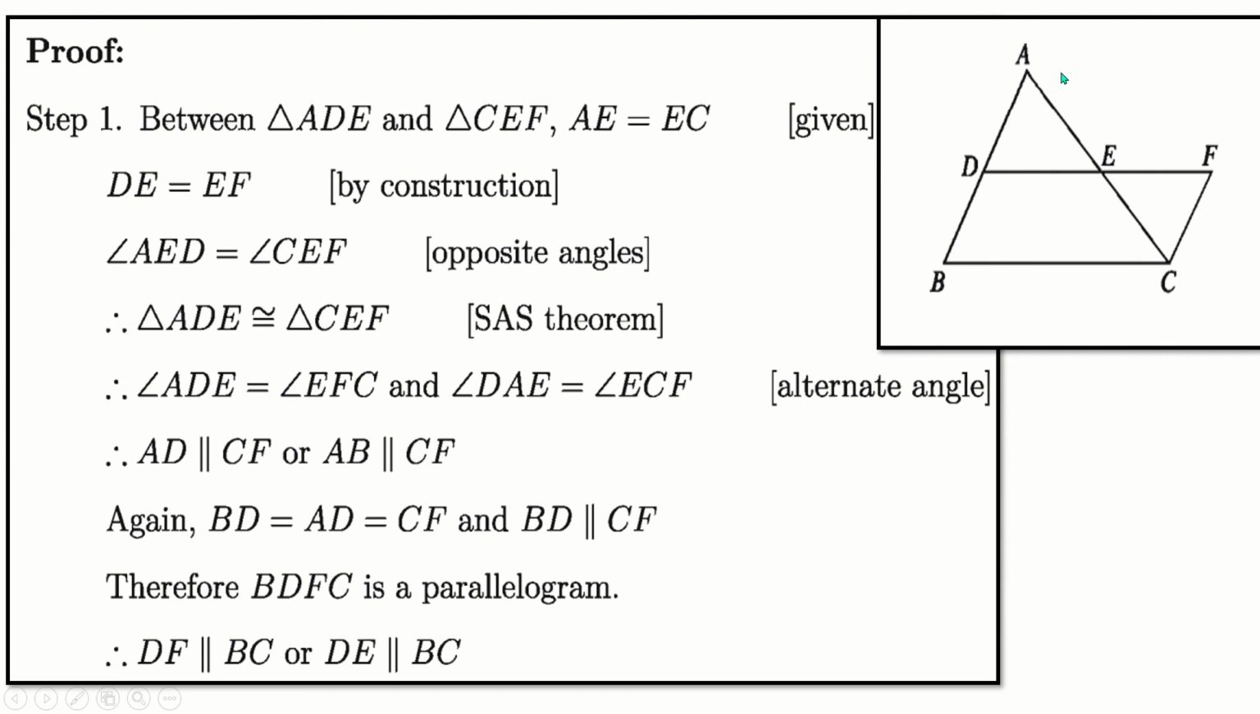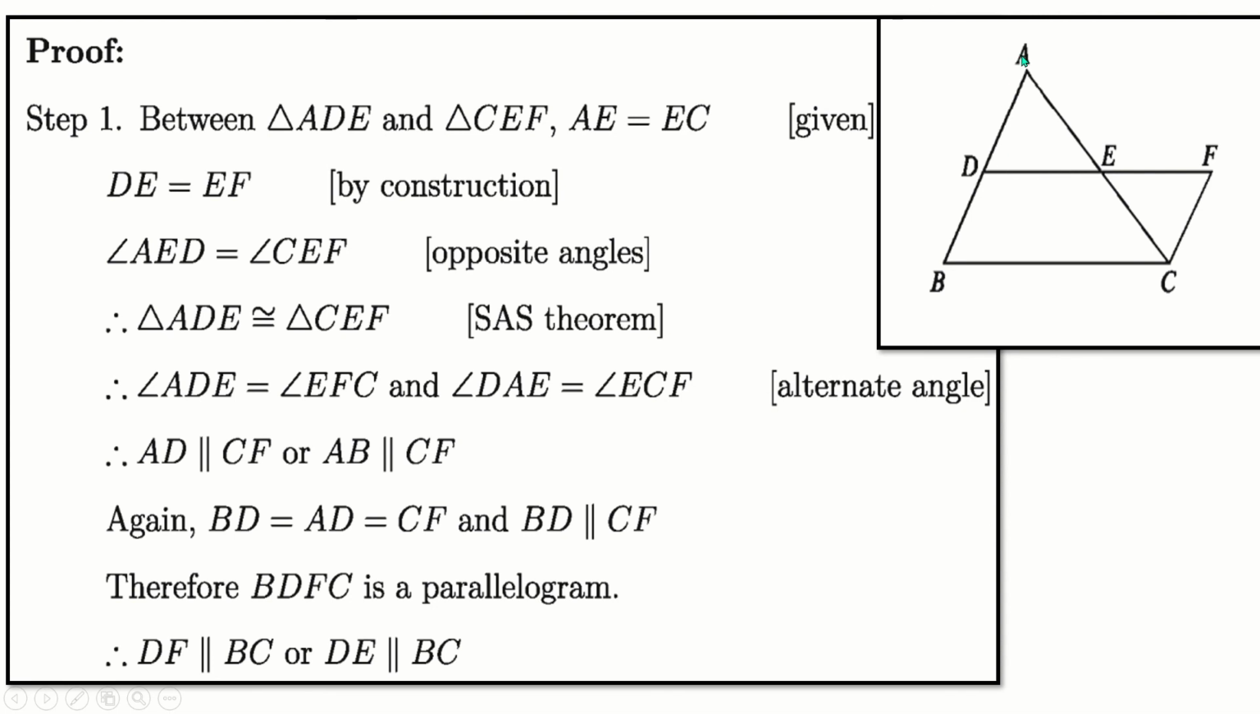Proof: between triangle ADE and triangle EFC, AE is equal to EC, because E is the middle point of AC. And DE is equal to EF by construction, and angle AED is equal to angle CEF, vertically opposite angles. So triangle ADE and triangle CEF are congruent. So we can say angle ADE is equal to angle EFC. That means this angle and this angle are equal.